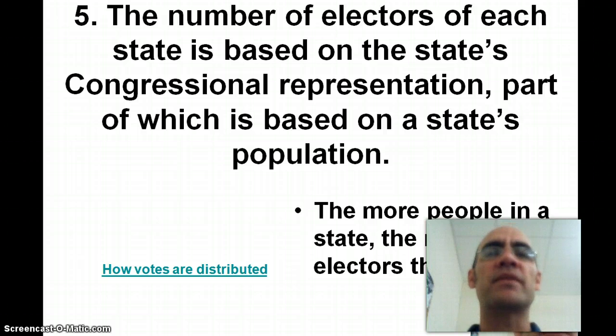However, it's not based on population. Again, it's based on a state's congressional representation. So if you see a question on a test that says, how do we determine the number of electors for a state, the answer is congressional representation. Hint, hint, hint.